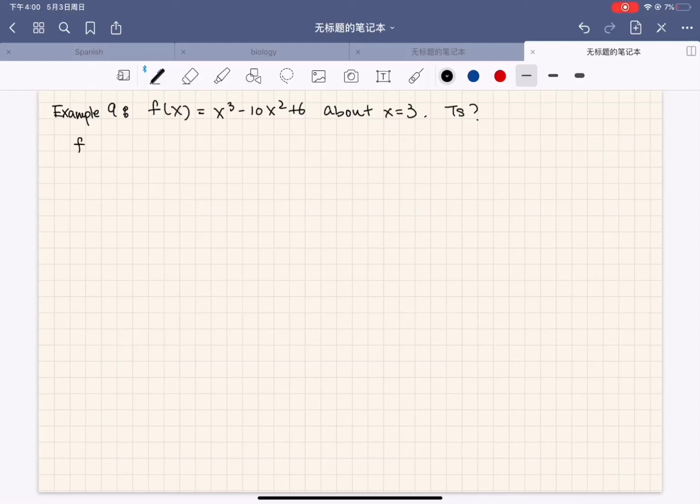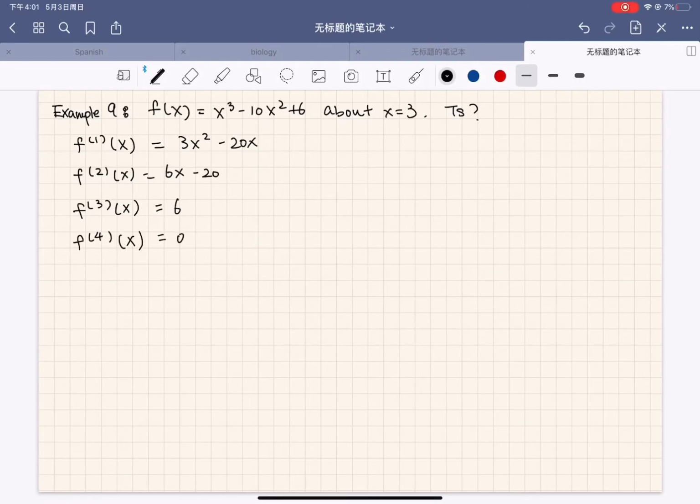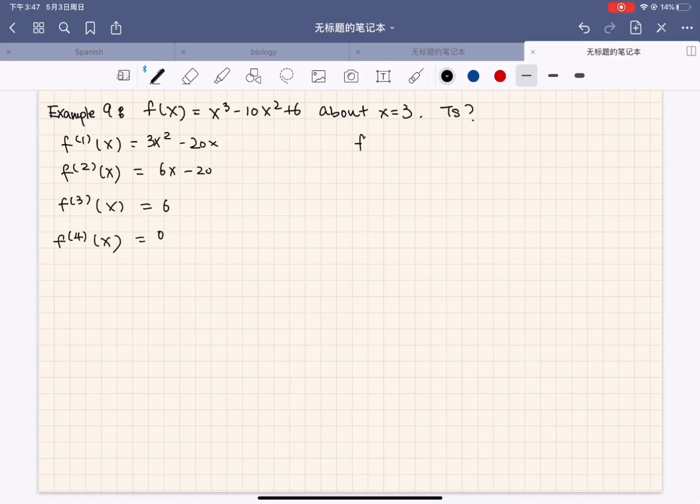Example 9 is also looking for the Taylor series. So we start with the first term, which is the derivative of the original f(x), which is 3x squared minus 20x. And then we keep evaluating the next derivative, which is 6x minus 20. And then the next one is the derivative of the previous one, which is 6. And for the last step, we will stop here because it's equal to 0.